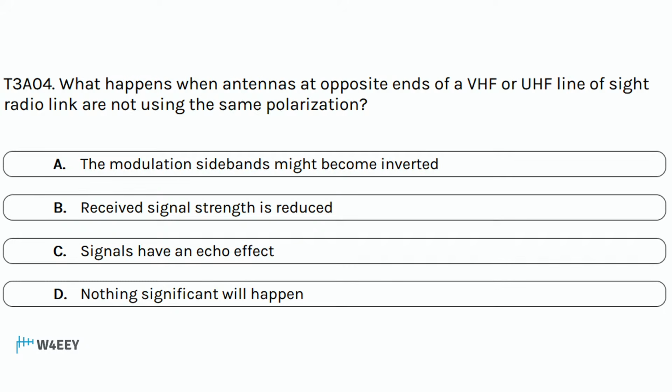So what happens when antennas at opposite ends, now note this, of a VHF and UHF line of sight radio link are not using the same polarization? B, Bravo. For VHF and UHF, the polarization is a real issue. You've got to make sure you're using the same polarization.